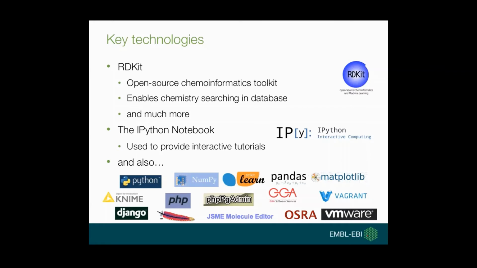The other key technology that we use in myChEMBL is the iPython notebook. That's the technology that we use to provide the interactive tutorials. I'm going to give a live demo of this, so I'm going to talk about this further on. And finally, as I said, we use several other Python libraries, and also tools and toolkits such as OSRA and the JSME molecular sketcher, KNIME, Vagrant, VMware, etc.